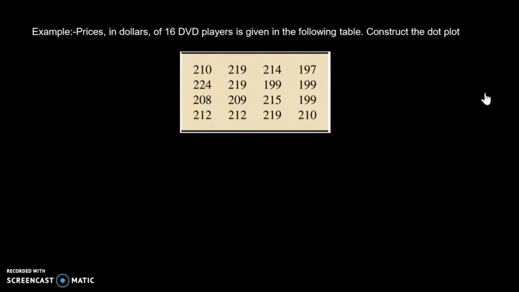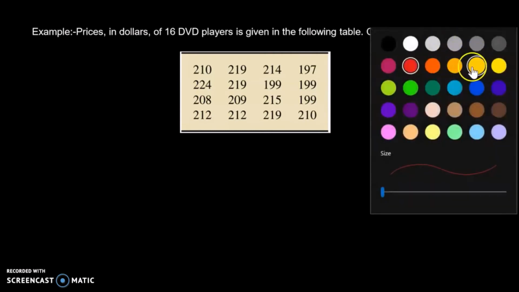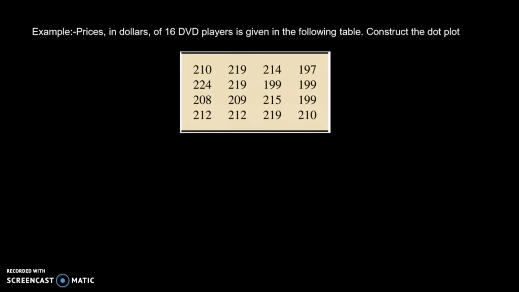What is the first step here? The first step is that we're going to draw a horizontal line. I try to make it as straight as possible. This is the horizontal line. First of all, you draw a horizontal line, and on this line you take some scale. While you take some scale, you make sure that this scale includes your minimum value and your maximum value.